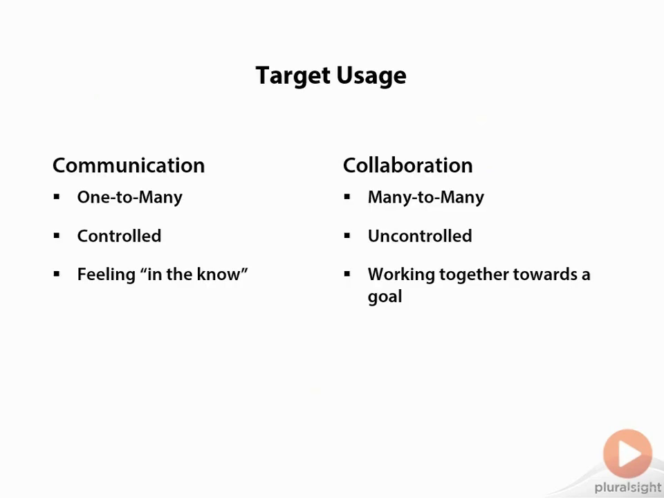Before we get much further, I have to talk about target usage. In information architecture, there's often this need to differentiate between communication, which is one-to-many and very controlled, and it's designed for people to feel in the know, whether that's policies, procedures, news, whatever it is. That's very much about being in the know, as compared with an information architecture for collaboration, where everybody's writing, and it's largely uncontrolled. So if there are these two different things, why do we have a tendency to make one information architecture?